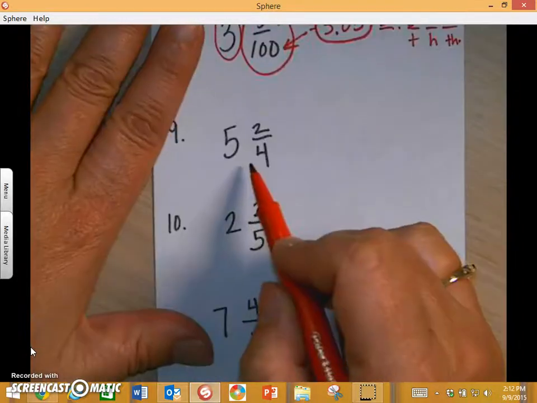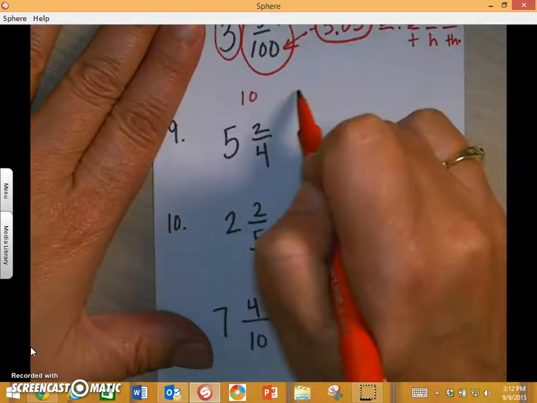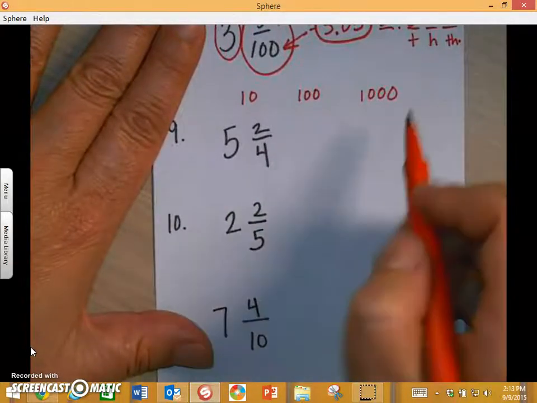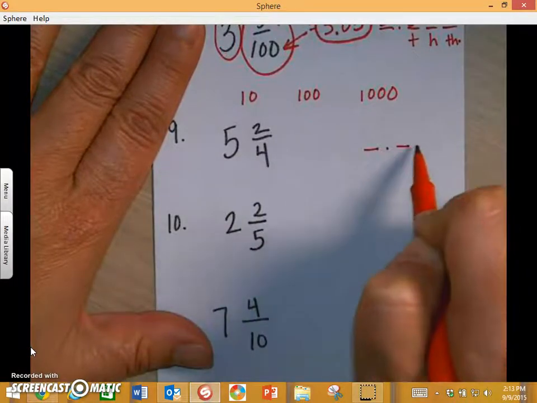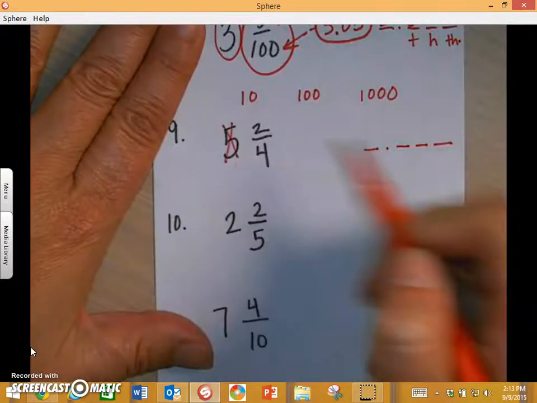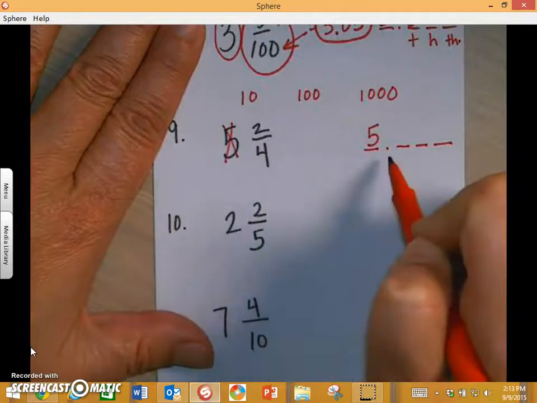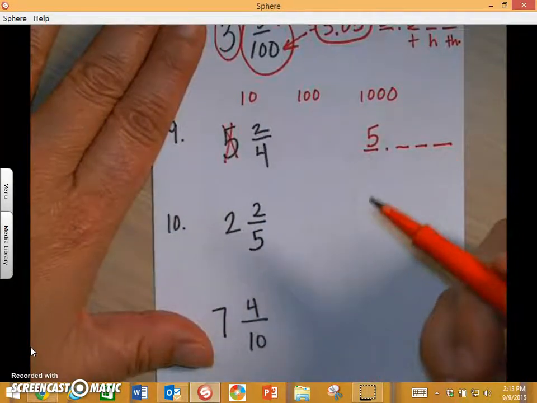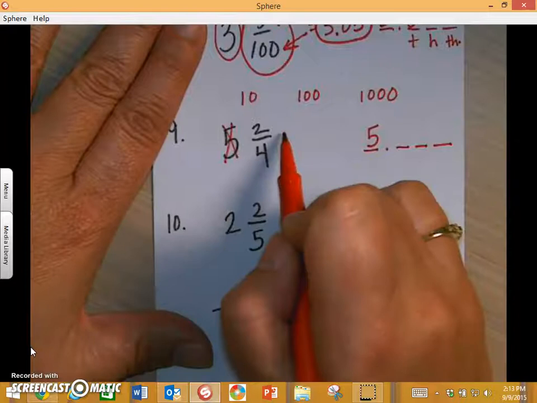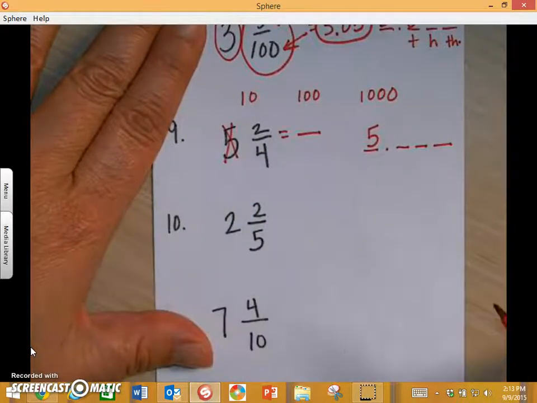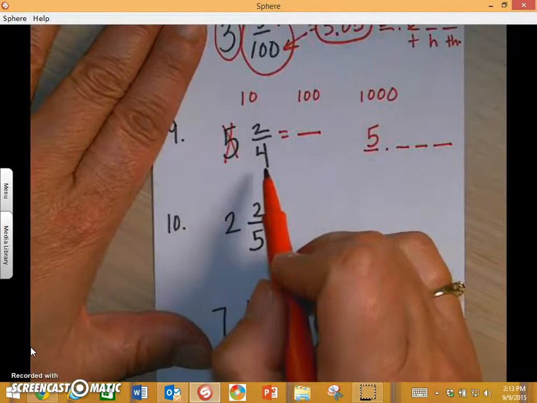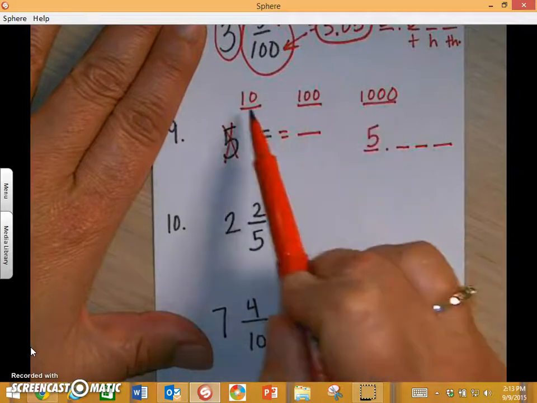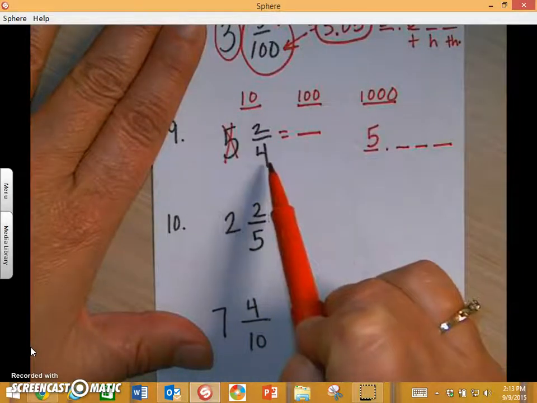But what if we get one like this, where the denominator is not 10, 100, or 1,000? Well, we have to make a new fraction. So the first thing I'm going to do is put my decimal placeholders. I'm going to forget that 5 and transfer it over to our decimal. Then this is the part, 2/4, that I have to look at. I am going to make a new equivalent fraction. I'm going to put a fraction bar right next to my old fraction. And I'm going to choose which denominator to put there. Would a 10 work well there with a 4?